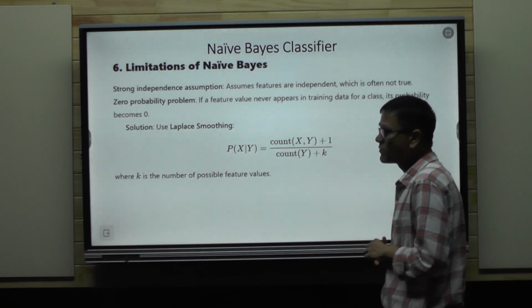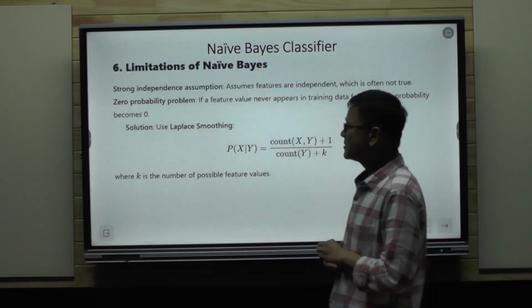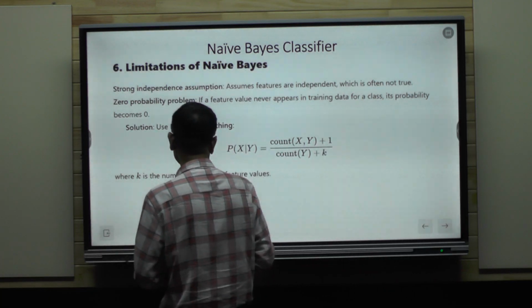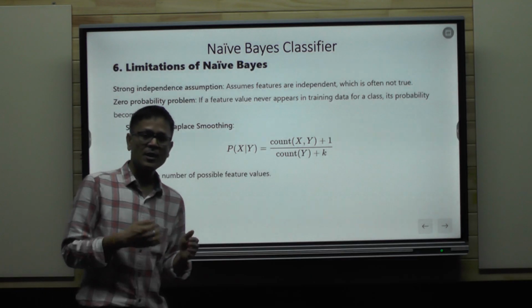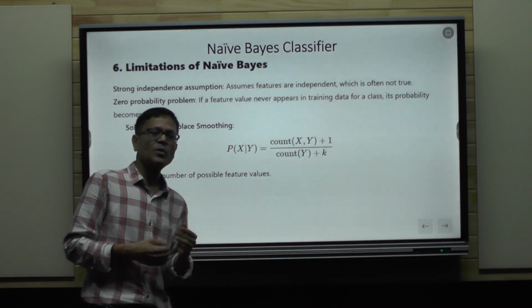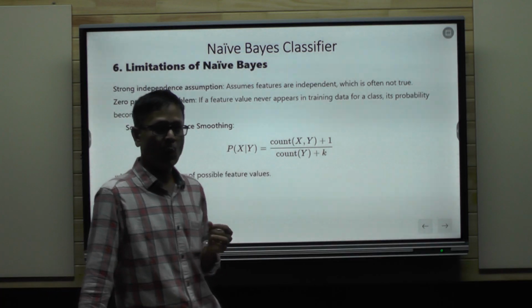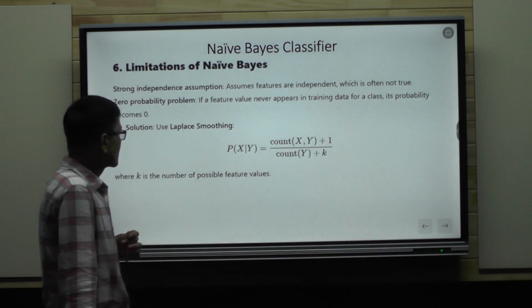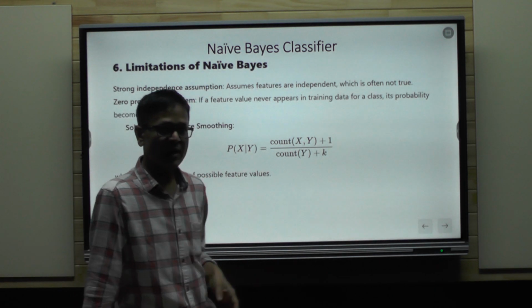Limitations of naive Bayes: strong independence assumption. I've told you at the beginning also that features are related. X1 feature is related to X2. I gave you the example of height being directly proportional to weight. But it's not an absolute truth, though most of the time it is true.